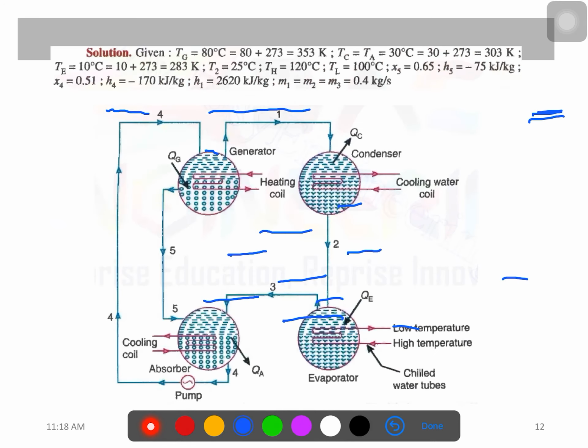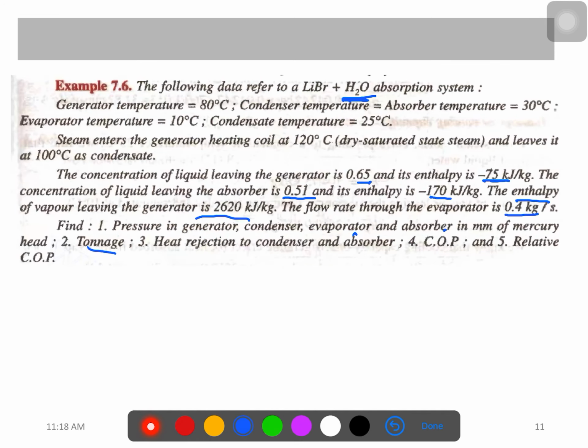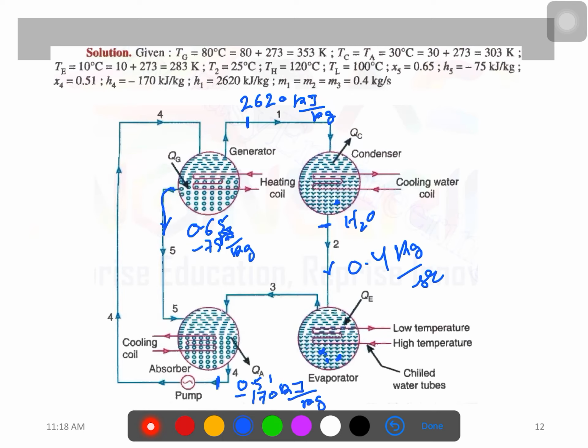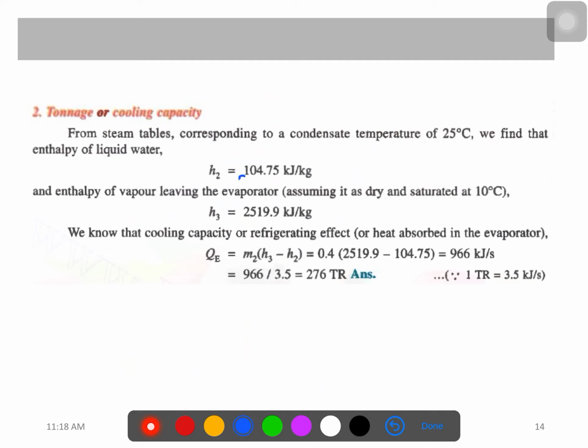Okay, so the next question was this tonnage. What is the capacity? In order to find out the capacity, you should be aware of the enthalpy at point 2 and the enthalpy at point 3. What will be the enthalpy at point 2? As you are aware, at this point 2, after the condensate, 25 degree centigrade is the temperature given to you. Corresponding to that 25 degree centigrade, can we find out the enthalpy H2? H2 corresponding to 25 degree centigrade comes out to be 104.75. This is the enthalpy at that point.